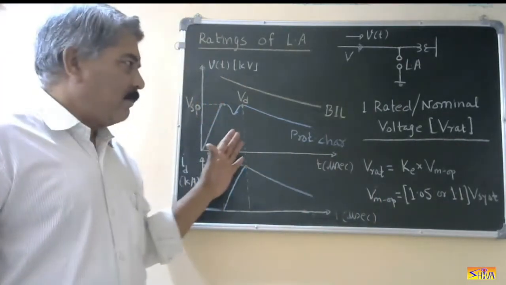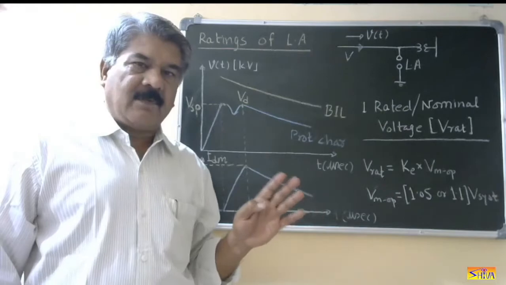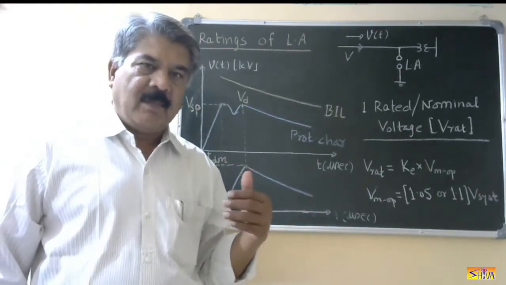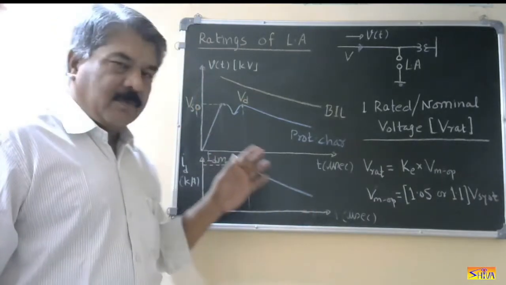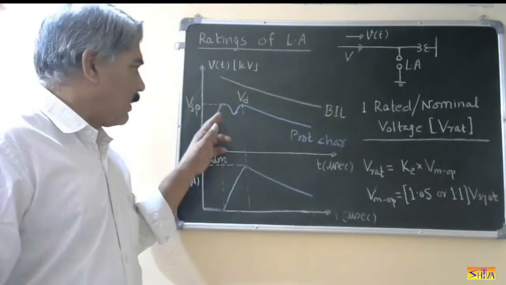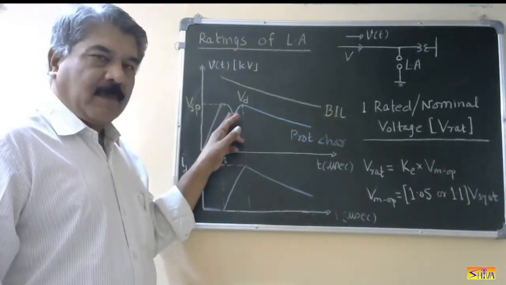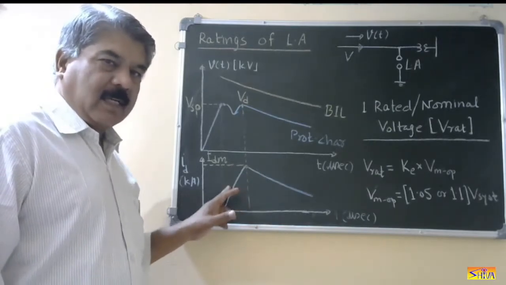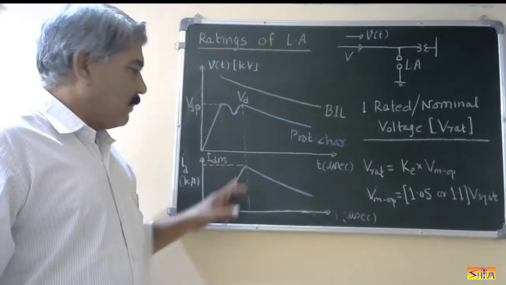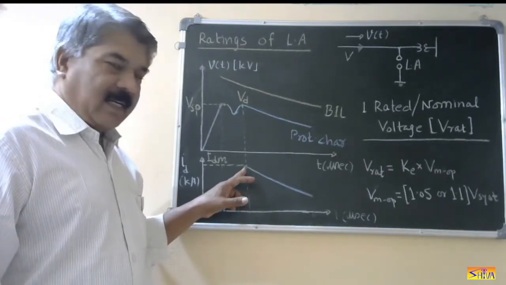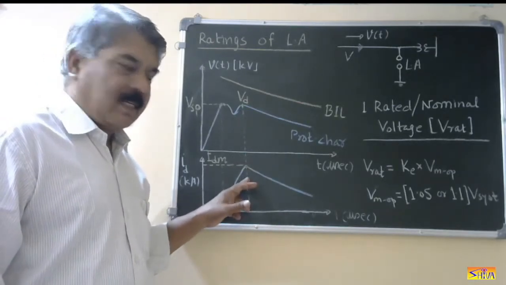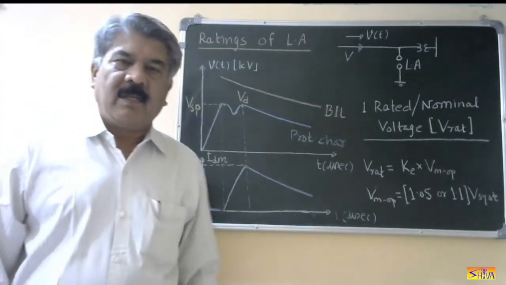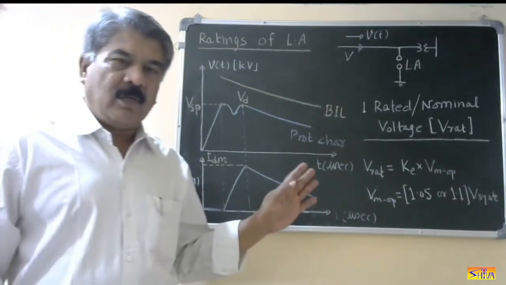From this diagram, we can say that there are four basic ratings of the lightning arrestor. Along with these four ratings, there will be other ratings also. Number one is the impulse spark over voltage. This results in the flow of discharge current, so second is the discharge current. Third, when the discharge current is increasing, it will attain some peak value, that is the maximum discharge current, and corresponding to this there will be a discharge voltage, also called the residual voltage. So these are the four important ratings.